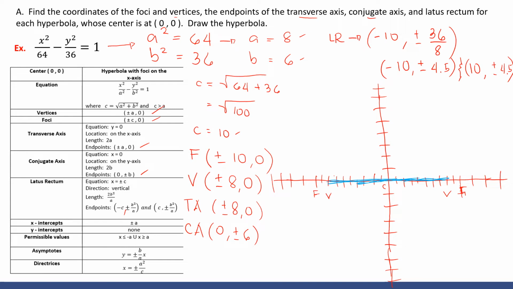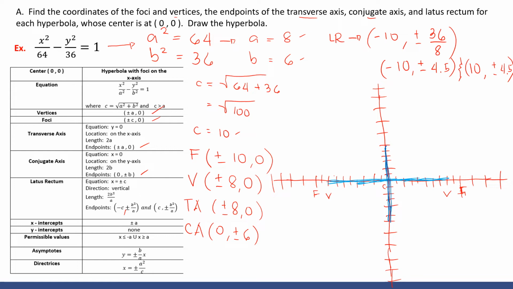Meaning to say, aakyat tayo ng 6. So, 1, 2, 3, 4, 5, 6. And then, baba ng 1, 2, 3, 4, 5, 6. Okay. So, with this, baba tayo ng 6. At saka akyat tayo ng 6, 4, 5, 6. So, this will serve as our conjugate axis.